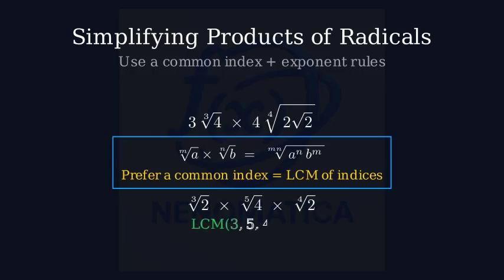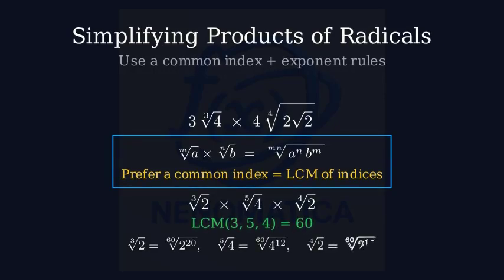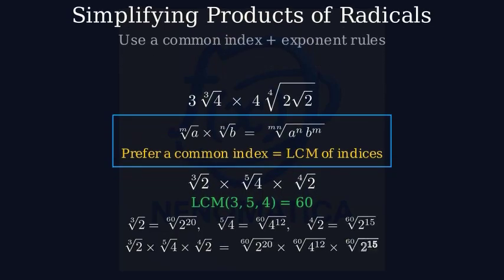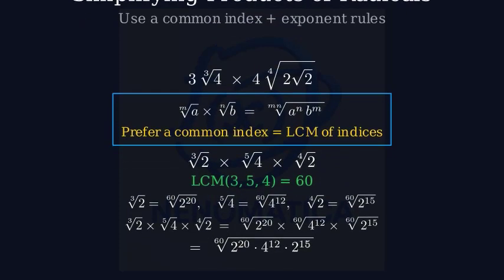Example 1. We take the least common multiple of the indices 3, 5, and 4. That least common multiple is 60. Now, rewrite each radical as a 60th root. The cube root of 2 equals the 60th root of 2 to the 20th. The 5th root of 4 equals the 60th root of 4 to the 12th. The 4th root of 2 equals the 60th root of 2 to the 15th.